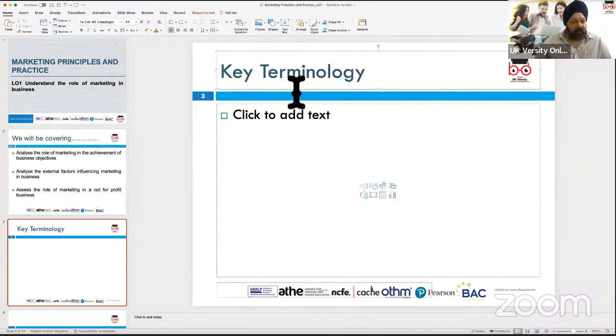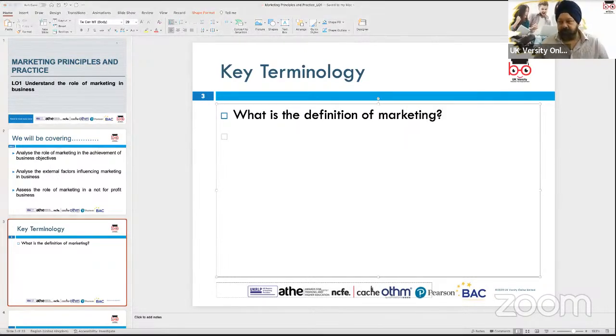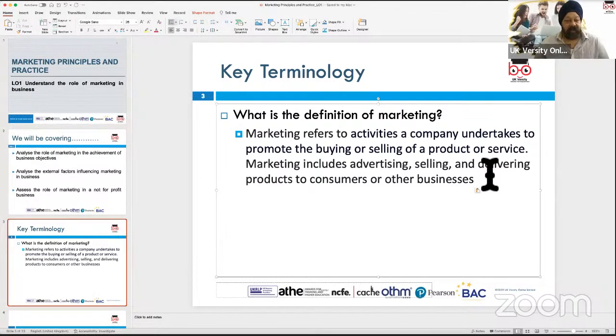So when we talk about key terminology, the first thing that I look at is the definition of marketing. As I've explained very briefly, there are obviously various definitions available, but in general, when we look at textbook definitions, marketing tends to be a set of activities which a company undertakes to promote, buy, or sell a product or a service. And this would be the definition of marketing.